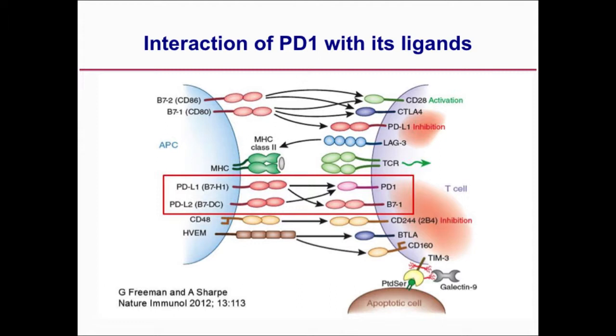As you can see, the interaction between PD1 and its ligands is more complicated, because PD1 can ligate two ligands, PD-L1 and PD-L2, but PD-L1 can also ligate with two different molecules, PD1 and B7.1. And not only T cells express PD1, they can also express PD-L1. So it's quite a complicated system.